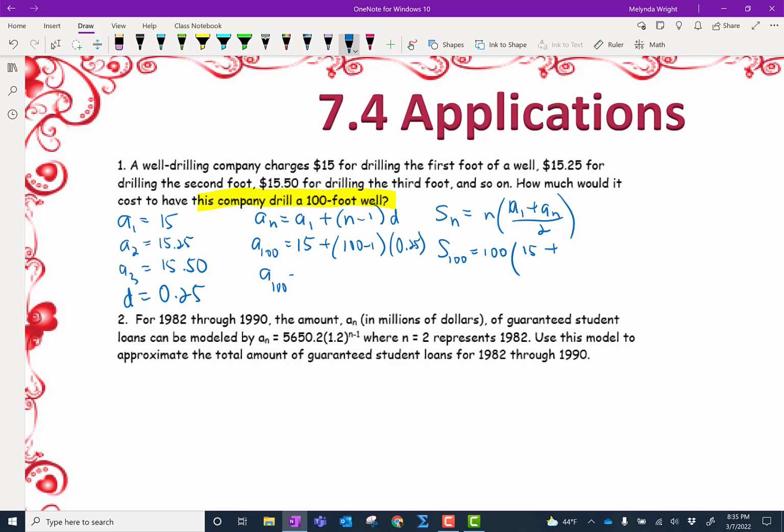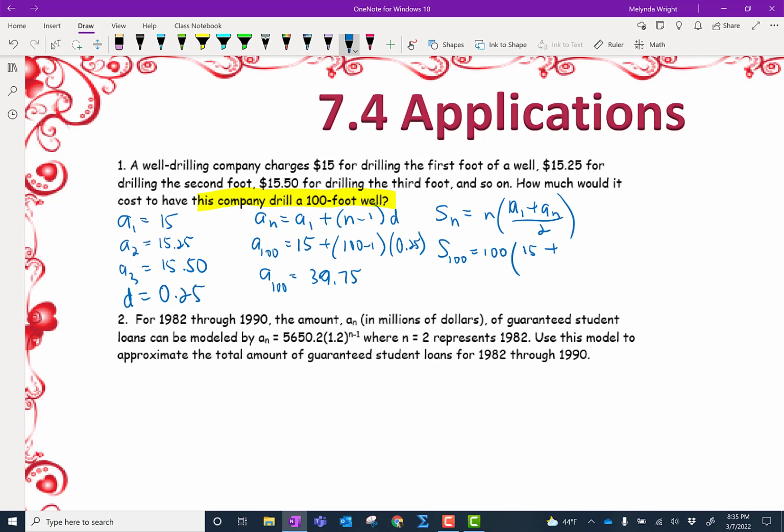Now I've gone ahead and put this in my calculator just to make things go a little faster. And we've been working on our calculator skills for several days. Hopefully you're okay with it. So the 100th term would be $39.75.